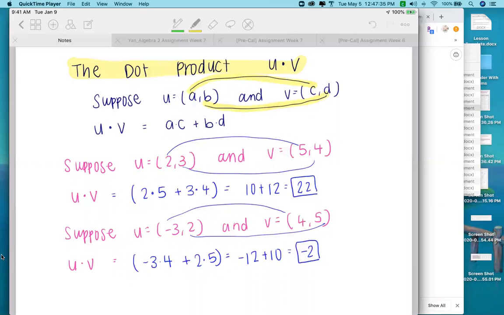Okay, so look at my example. I have 2 comma 3 and 5 comma 4. So I multiply 2 times 5 and 3 times 4, which gives 10 plus 12 equals 22. Okay, negative still applies. If you have coordinates with negatives, you still multiply and you still get negative. So I have negative 3 times 4, adding 2 times 5, so it's negative 12 plus 10.